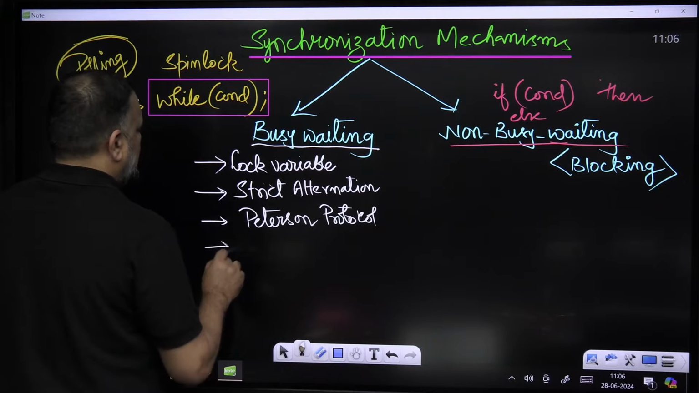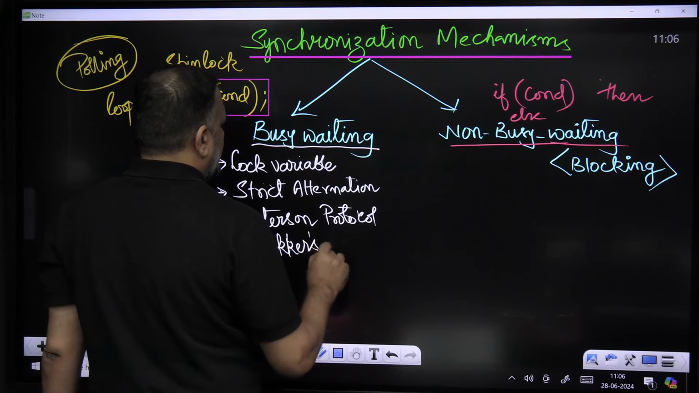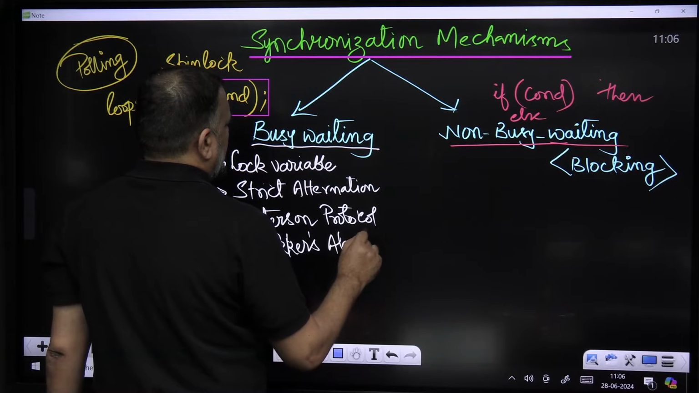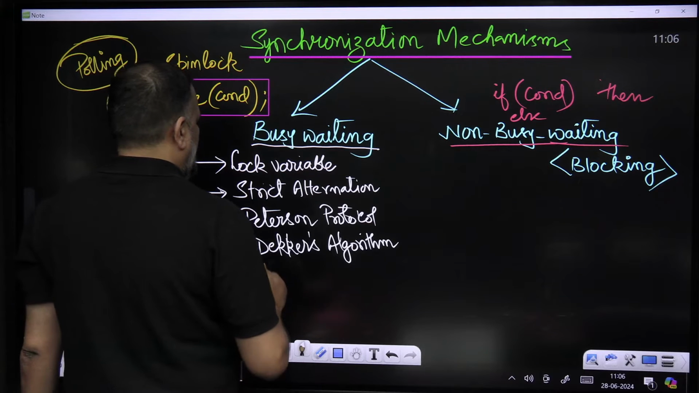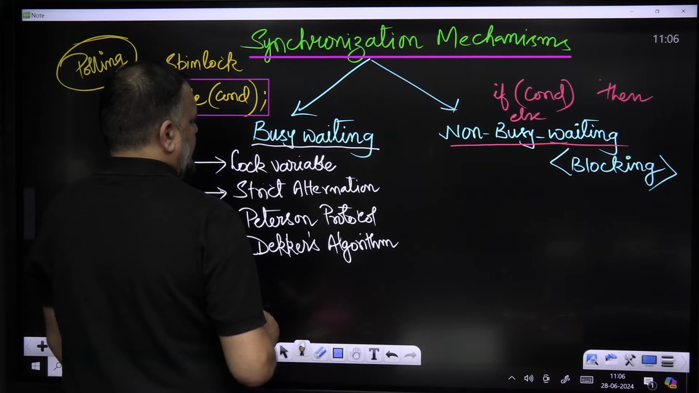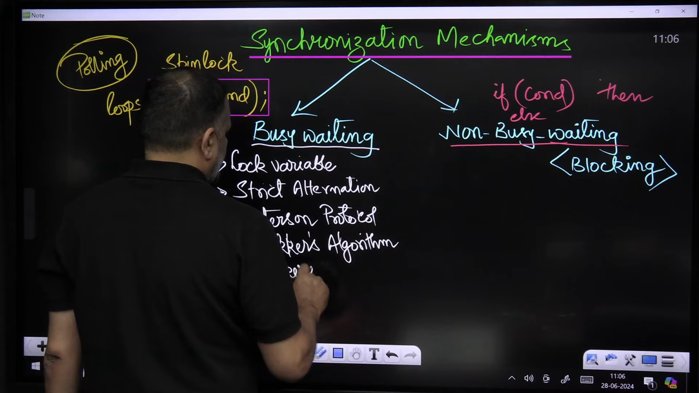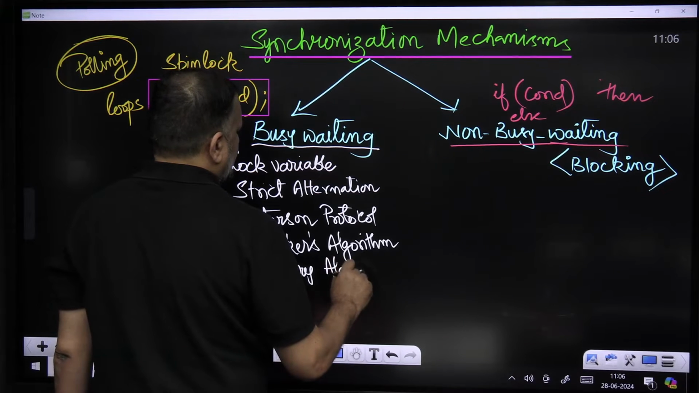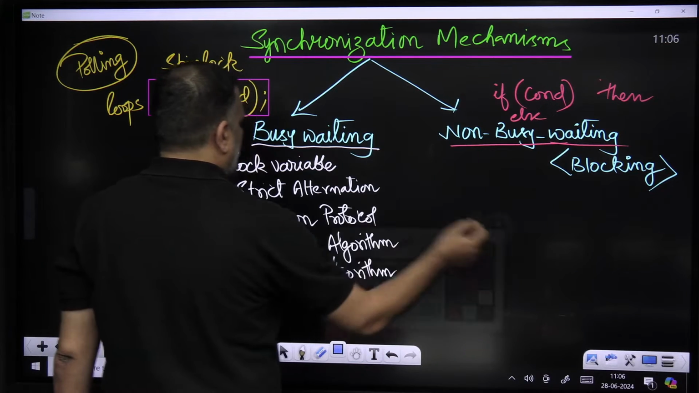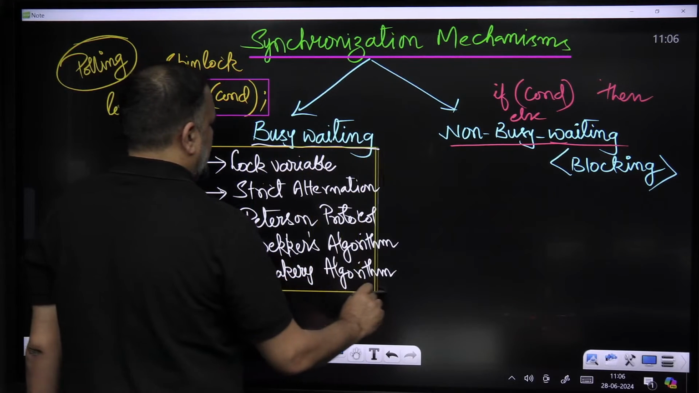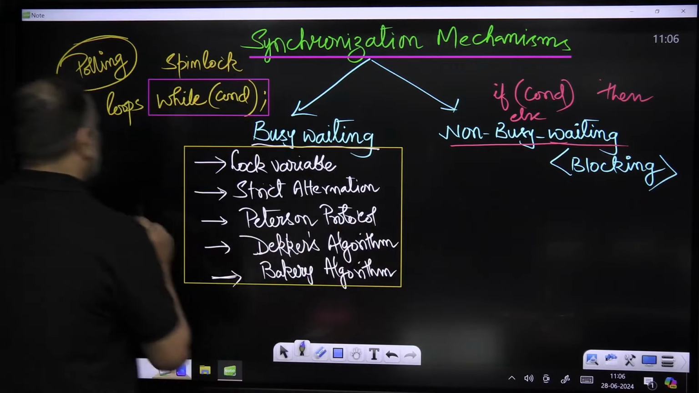Fourth one is Decker's algorithm. Next, you may have, for example, bakery algorithm. And these are categorized in the busy waiting mode. In the busy waiting mode, these are categorized as, or sub-categorized, I would say. These are sub-categorized as software solutions.